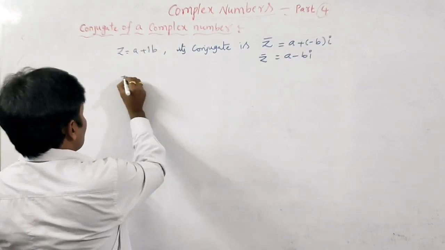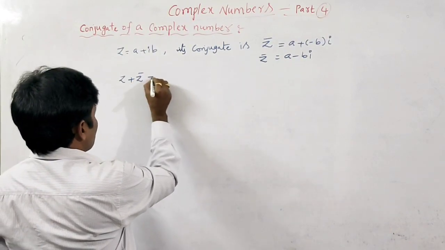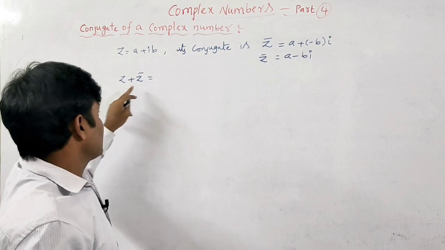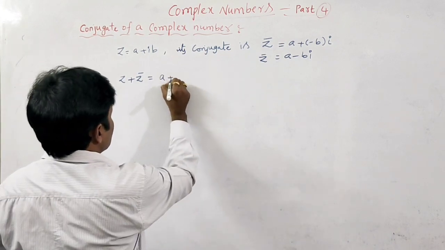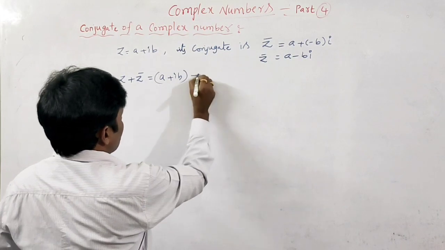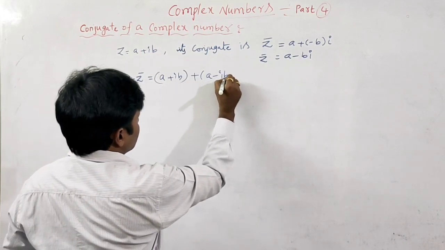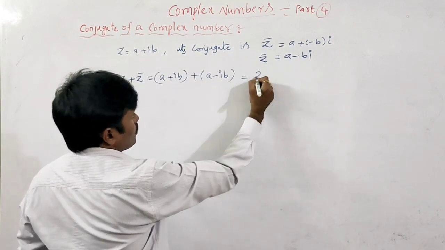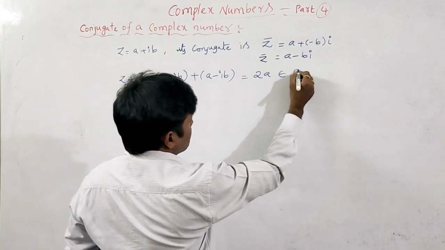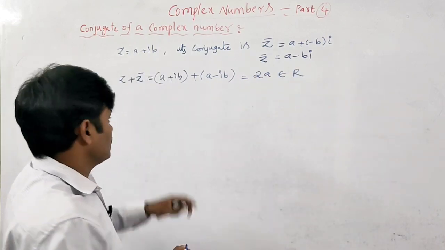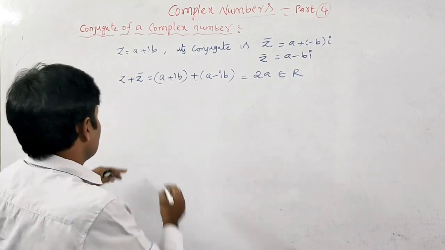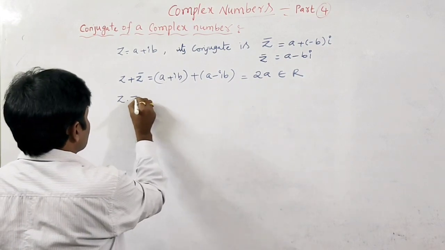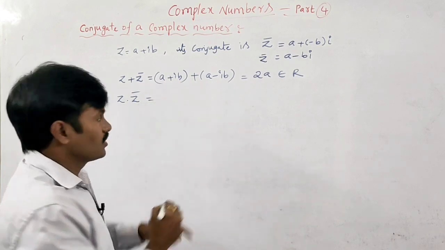In this, if I add these two numbers, that means z and its conjugate, if I sum up these two, what do we get? a plus ib plus a minus ib. The result is 2a, which is a real part. So z plus z bar gives us a real number.